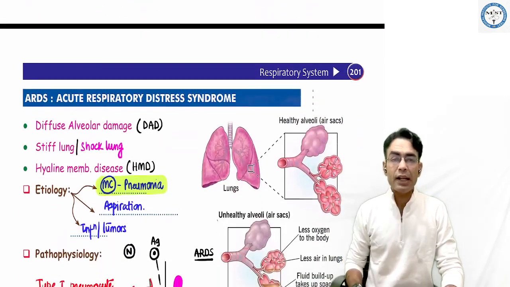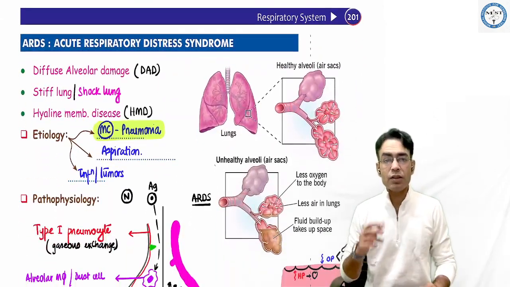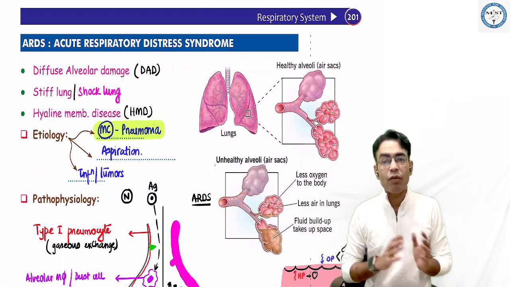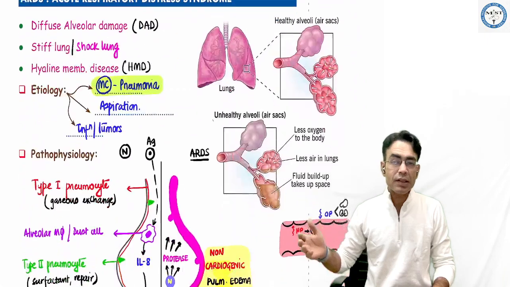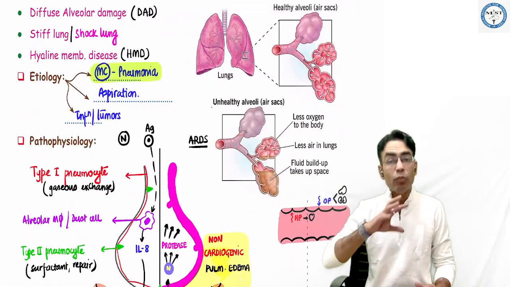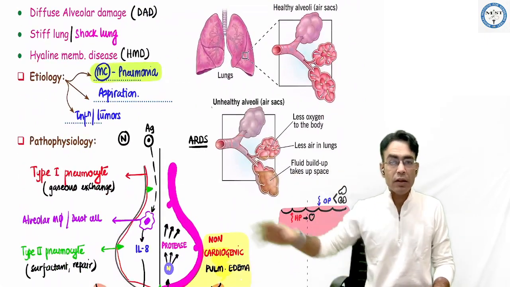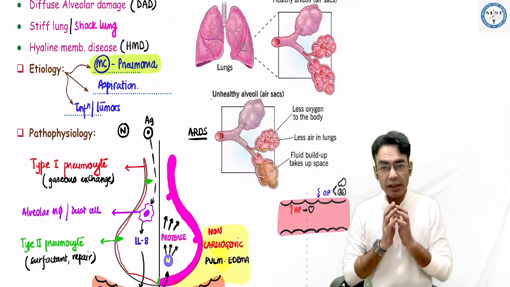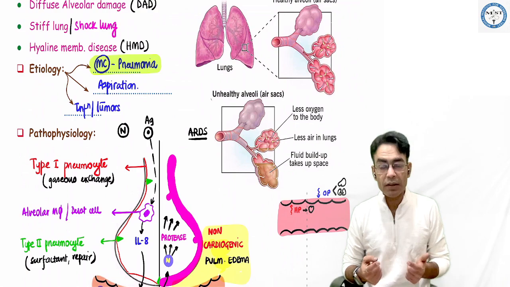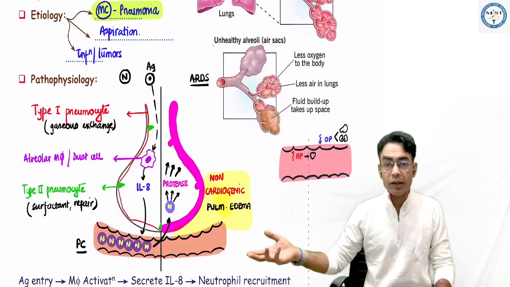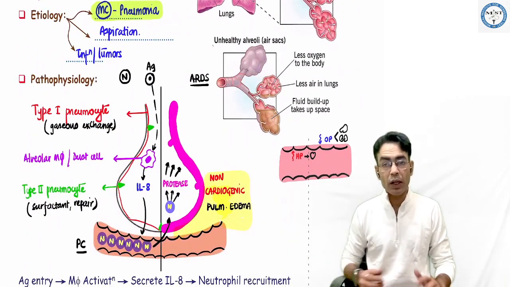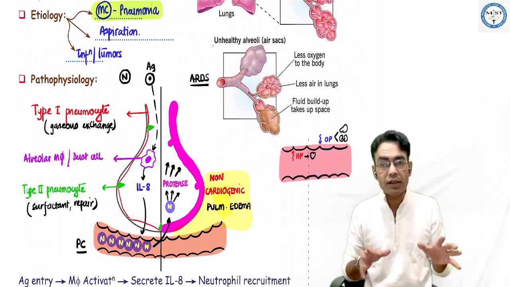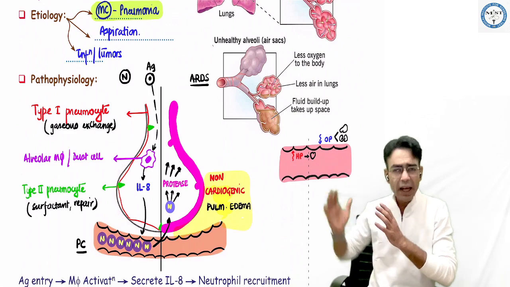Now, coming to this ARDS, acute respiratory distress syndrome, this is also called as DAD, diffuse alveolar damage, hyaline membrane disease, stiff or shock lung. Now, what happens in this? Due to any infective pathology, most commonly, like pneumonia, the antigen enters, it is taken up by the dust cells, the alveolar macrophages, which release interleukin 8, which will actually call the WBCs, the neutrophils from the vessels into the alveoli. And when these neutrophils come inside the alveoli, they're going to release some enzymes like proteases, which are going to kill the entire alveolar epithelium.